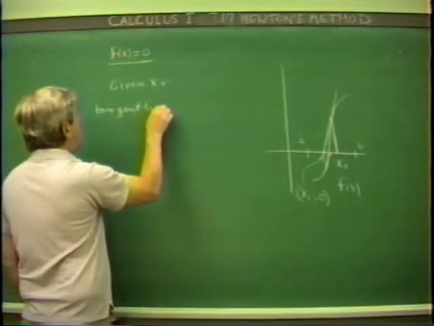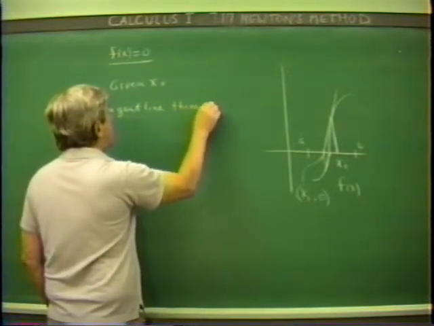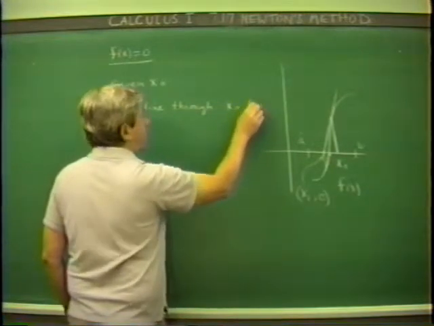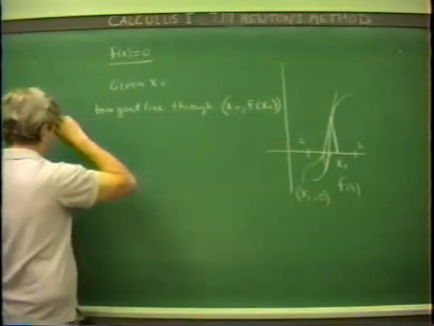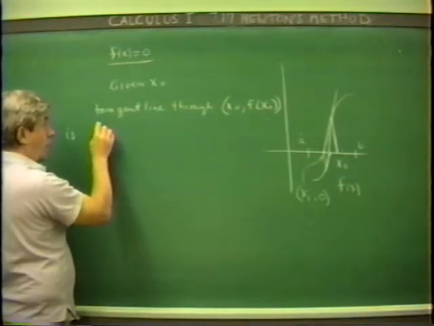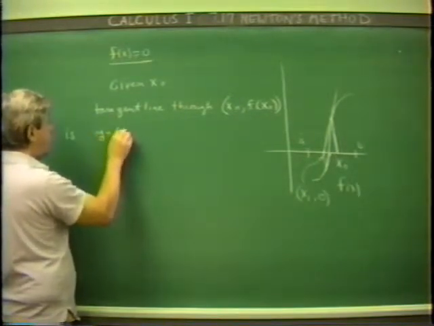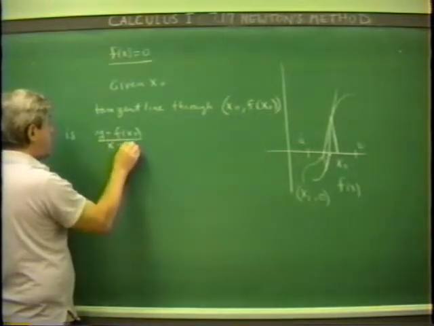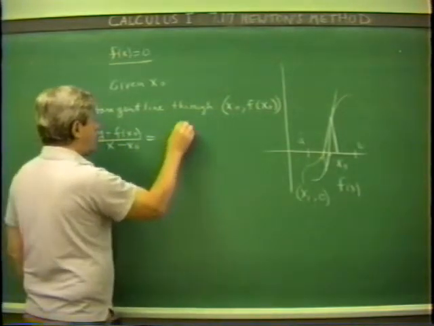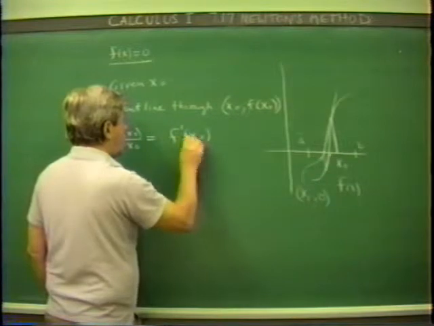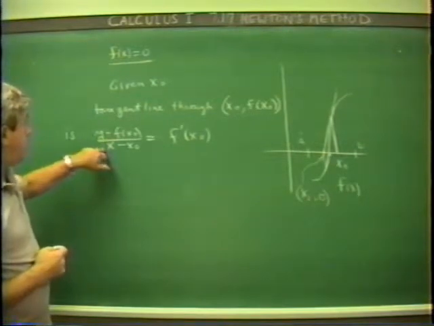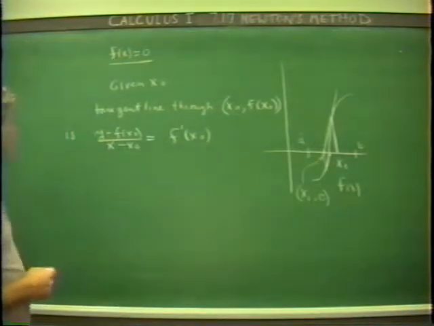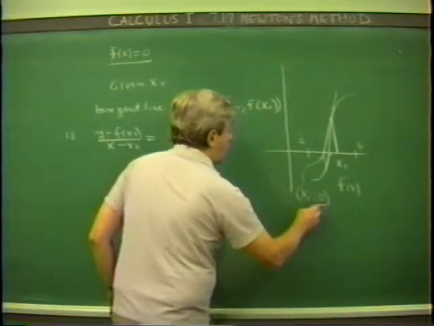So given x0, we want the tangent line through the point x0, f of x0. Right? And this is going to be y minus f of x0 over x minus x0 is equal to the derivative at x0. This is the slope for point x0. y on this line, and this should be equal to the derivative at x0.